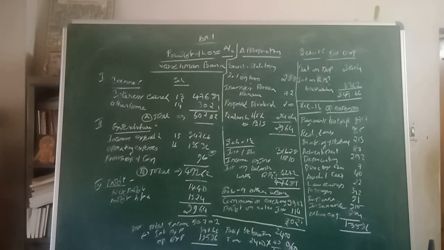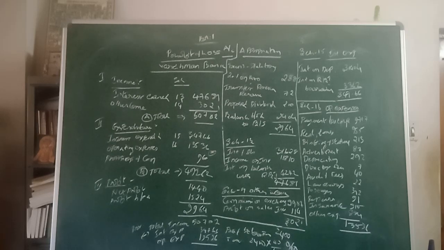Then what is the balance? Total profit minus these appropriations. What is the balancing figure? 2404. That is the profit transferred to the balance sheet, that means the current profit transferred to the balance sheet. So two things you should keep in mind.